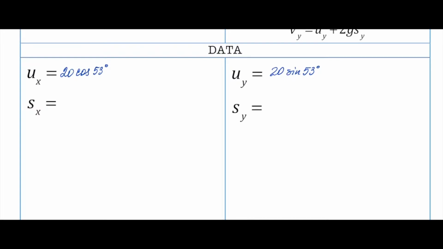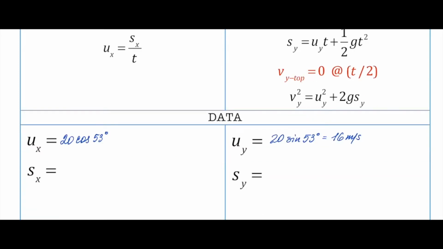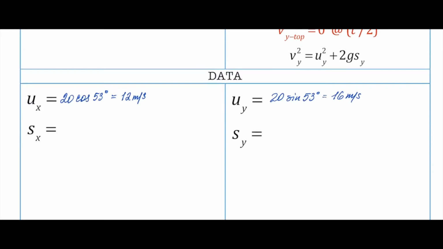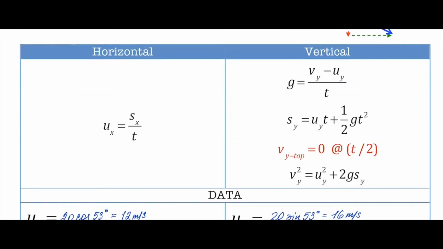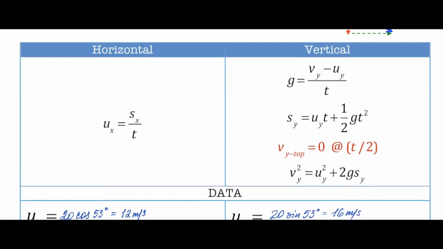20 sine 53 gives me 15.97 and lots of numbers. We'll just round this to 16 to make it easy. So 16 meters per second. 20 cos of 53 is 12. And they also gave us the distance to the goal being 36 meters. So that's our SX. And as you remember, there's only one formula for the horizontal part of projectile motion, and that is the formula that we're going to use to find time.